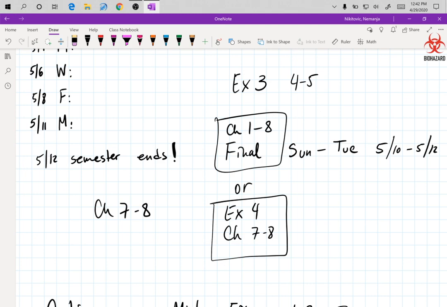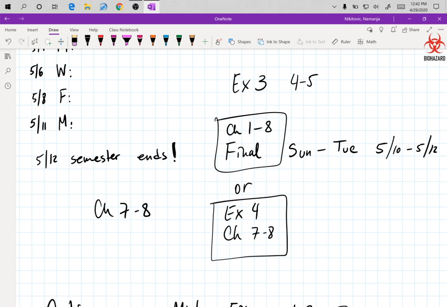choose the option of pass no credit or keep the letter grade. So letter grade is standard. If you don't make any choice, the letter grade will remain.